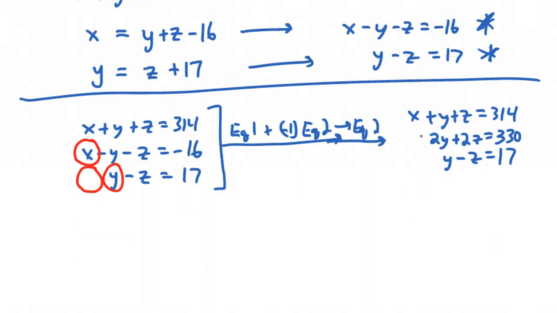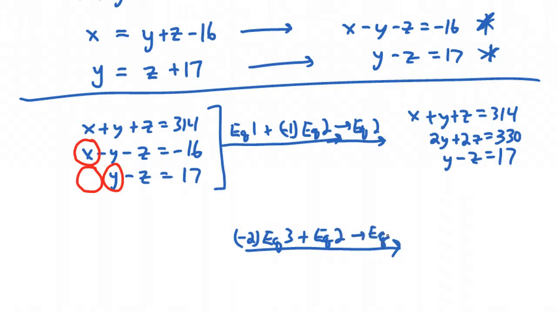Notice that we're missing the x here and the x in the last equation. That's good. Now how do we get rid of the y? Well, the next thing that we can do is multiply this last equation by negative 2. So let's do negative 2 times equation 3, and then add to that equation 2, and that will give us a new equation 3.